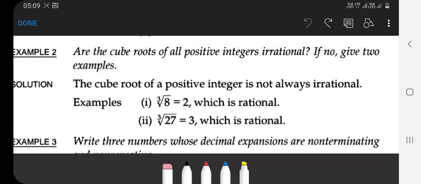Are the cube roots of all positive integers irrational? If no, give 2 examples. The cube root of 8 equal to 2, 2 is a rational number. Cube root of 27 is equal to 3, this is not irrational, it is a rational number. Similarly, cube root of 64 equal to 4, 4 is a rational number. So the cube root of a positive integer is not always irrational.